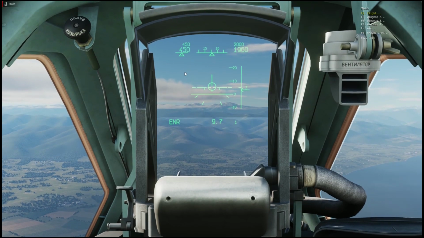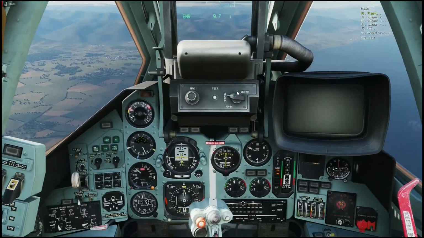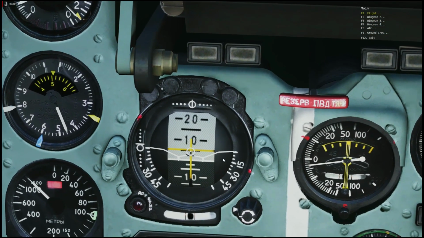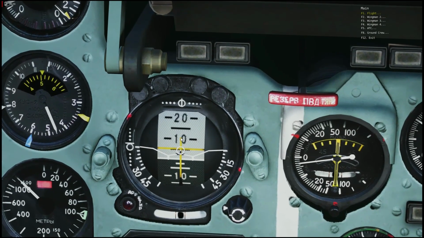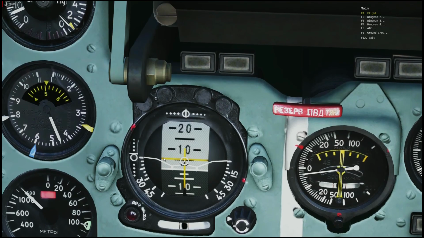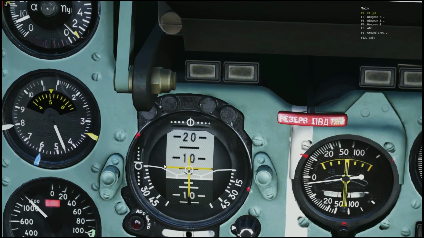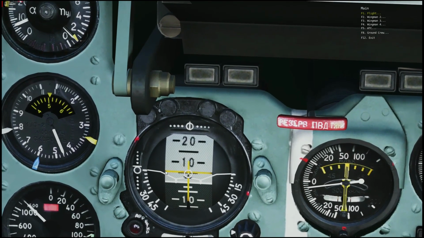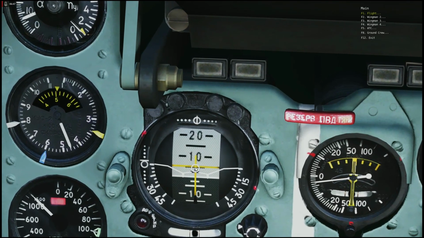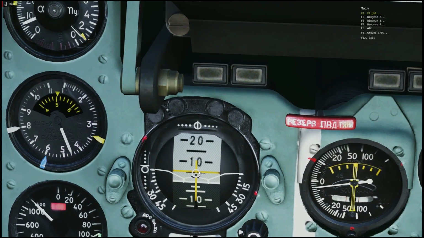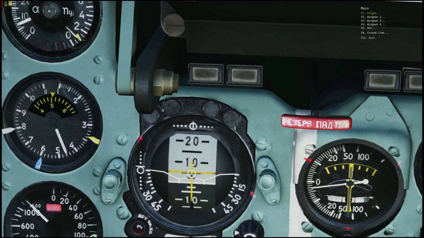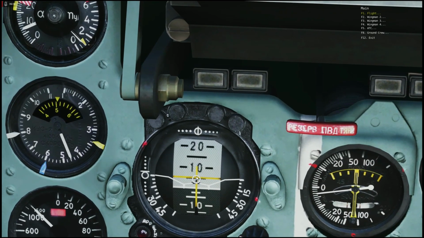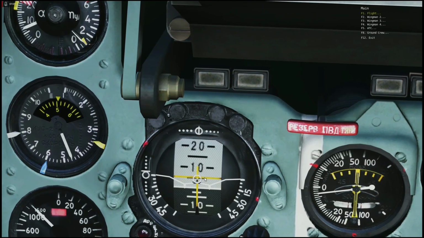So now we know how to navigate using the HUD. Next instrument is our ADI, Attitude Director Indicator. Here we have a vertical yellow line and a horizontal yellow line. The horizontal yellow line shows you your desired altitude. When that horizontal yellow line goes through the dot in this circle, it means you are at your desired altitude.